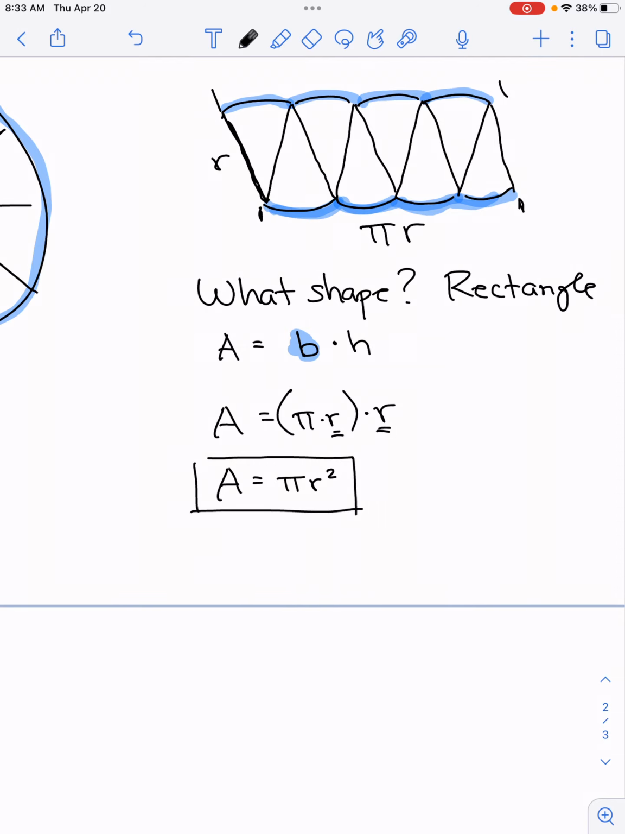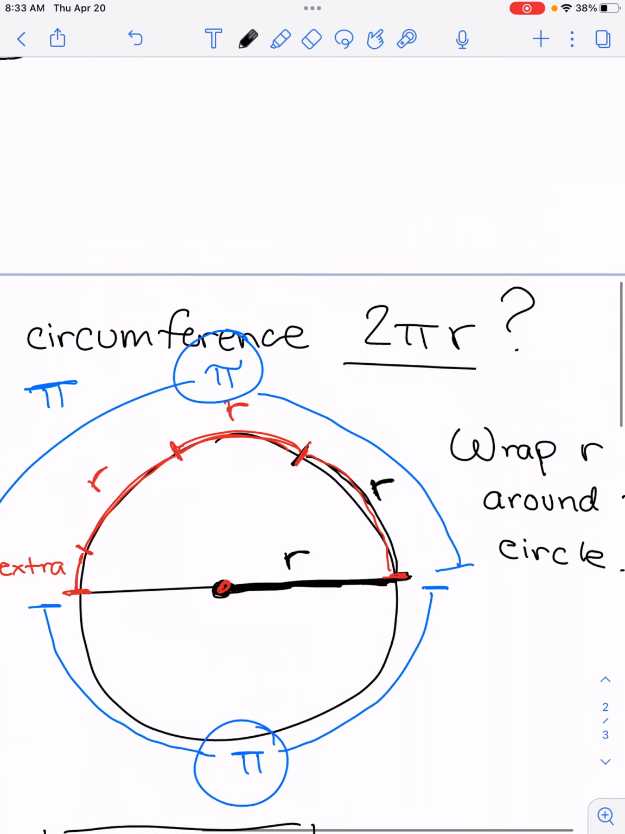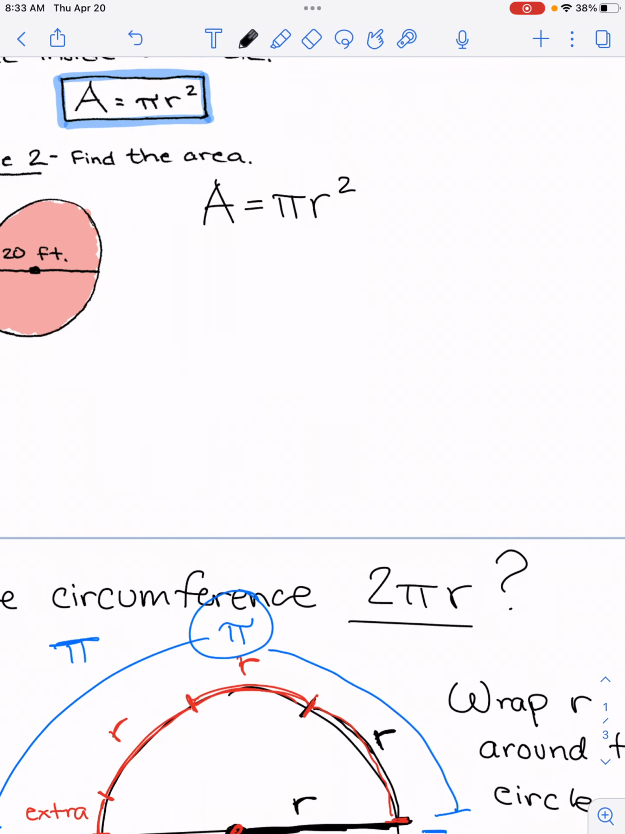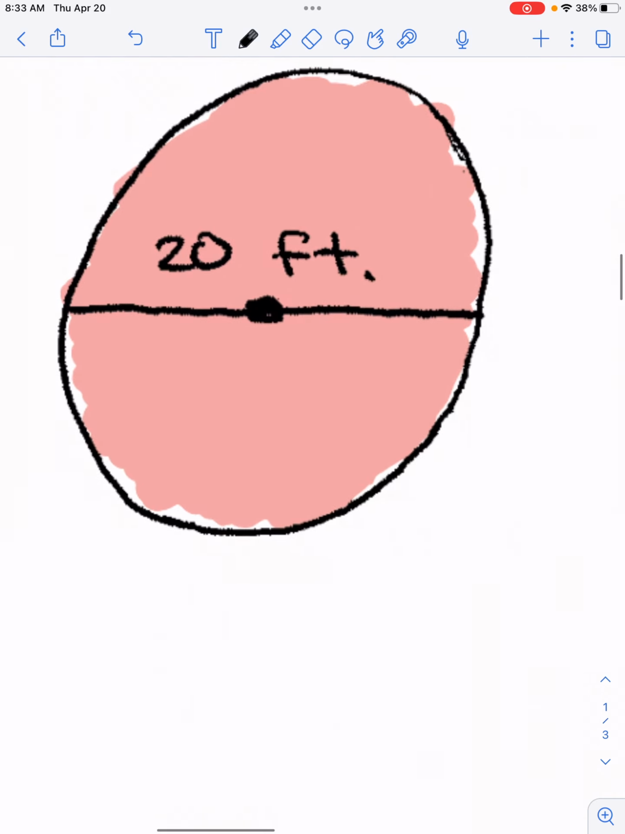So now let's go ahead and apply this. That's the important part, not that you know how to derive it. So let's rewrite the formula here. A equals pi radius squared. Now, if you see a problem like this that tells you the total connection from end to end is 20, this does not give us the radius. This gives us the diameter. So we cannot plug in 20. But we can figure out what half of it is. Half of 20 is 10 feet.